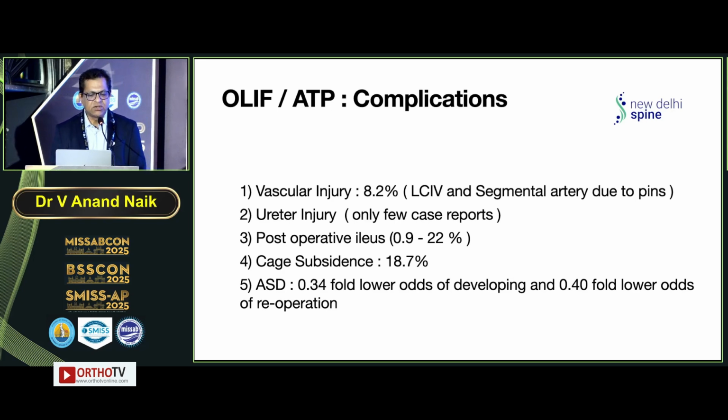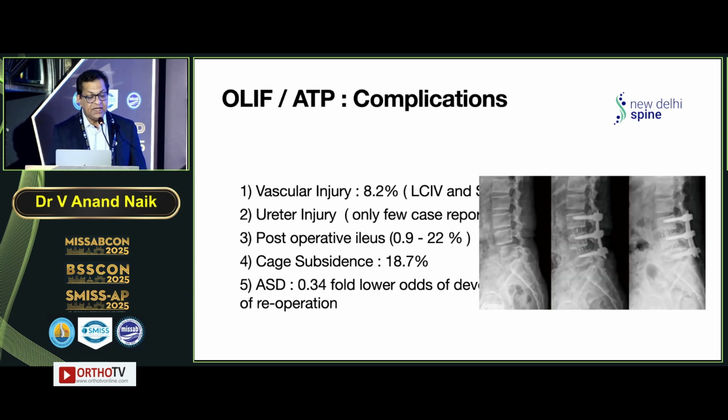Ureter injury, there were only a few case reports. Post-operative ileus, the incidence was 0.9 to 22%. The cage subsidence is at 18.7% in OLIF. Despite having a very good fixation, you can see how the cage subsided within 12 months of OLIF.